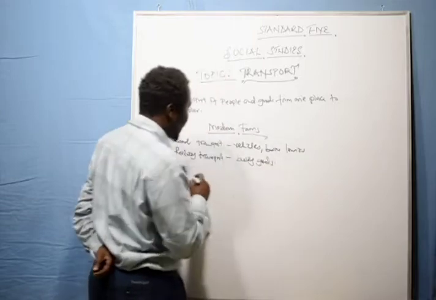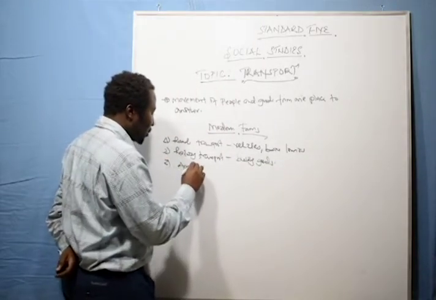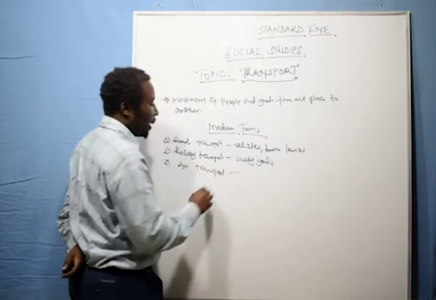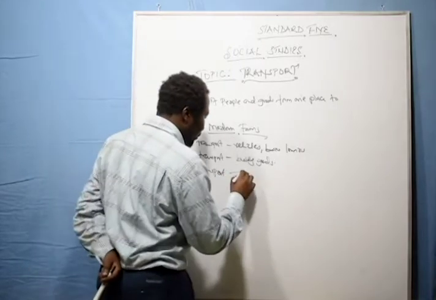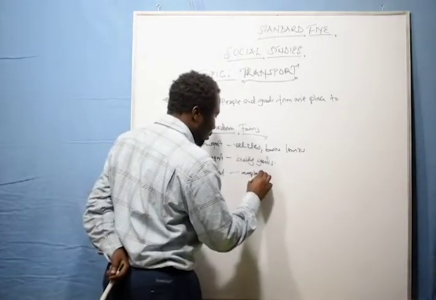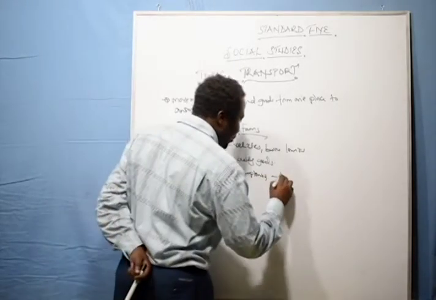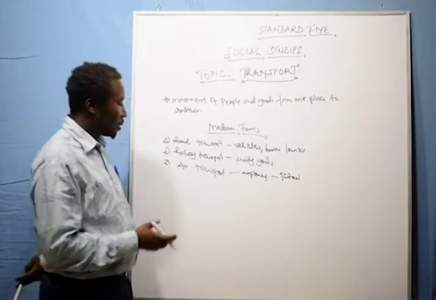Okay, this is where bulky goods are transported. Now, number three, we have what we call the air transport. This is where we have aeroplanes. Actually, air transport is the fastest means of transport. Fastest means of transport, okay?